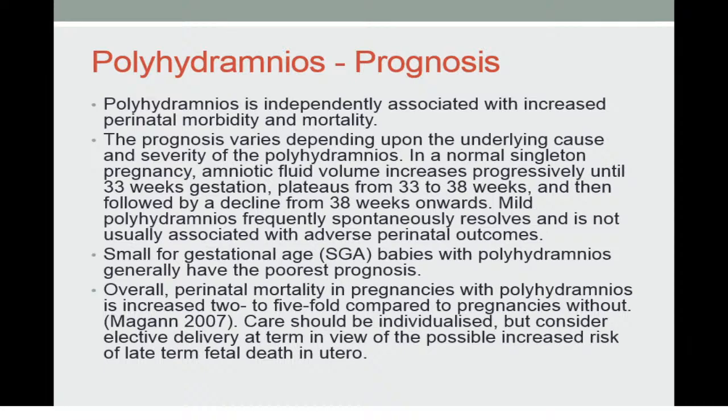As for prognosis, it varies depending upon the underlying disease and severity of the polyhydramnios. In a normal singleton pregnancy, amniotic fluid volume increases progressively until 33 weeks gestation, plateaus from 33 to 38 weeks, and is then followed by a decline from 38 weeks onwards. Mild polyhydramnios frequently resolves spontaneously and is not usually associated with adverse perinatal outcomes. Small for gestational age babies with polyhydramnios generally have the poorest prognosis.